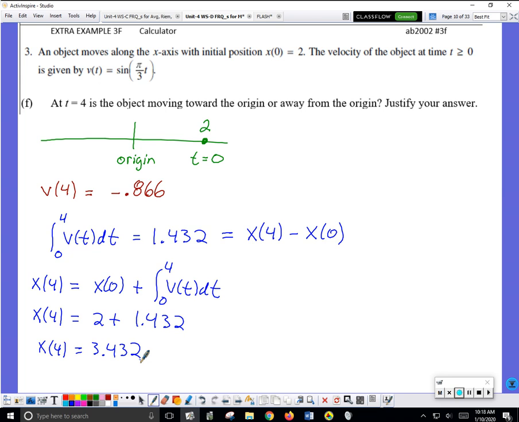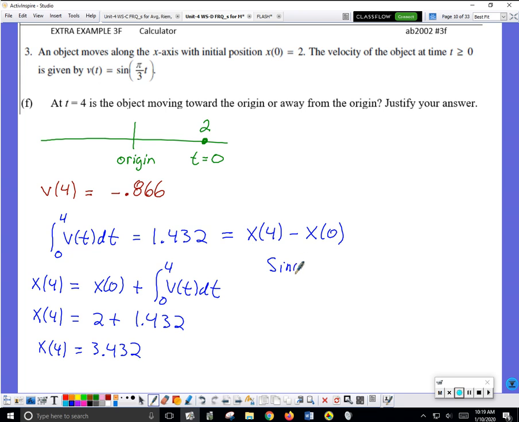Cool. To get credit on this problem, you do have to show the integral. If you don't show the integral, they'll take away points. So make sure you show the integral. Now I've solved it. I know that at time 4, the particle is over here. And at that moment, the particle has a negative velocity, so I'm moving towards the origin. I just need to answer the question and justify my answer. So you should write on your paper these words.